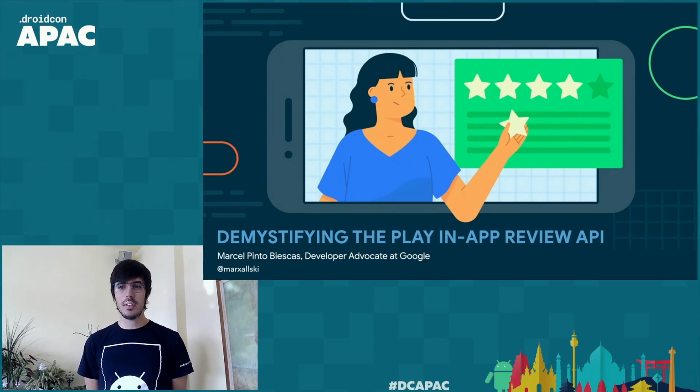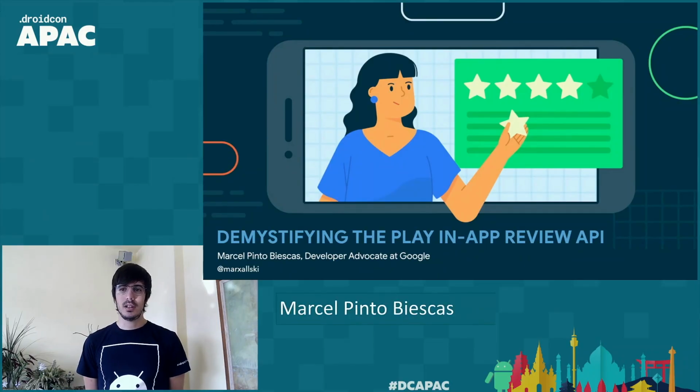So last year, one of the things I was working with was the Play in-app review API. I helped partners integrate it and provide feedback to internal teams, and helped them improve the API based on that feedback. So today, what I want to cover here is some of the implementation details, and some of the misconceptions and common issues that developers have faced through this time and that I've seen online.